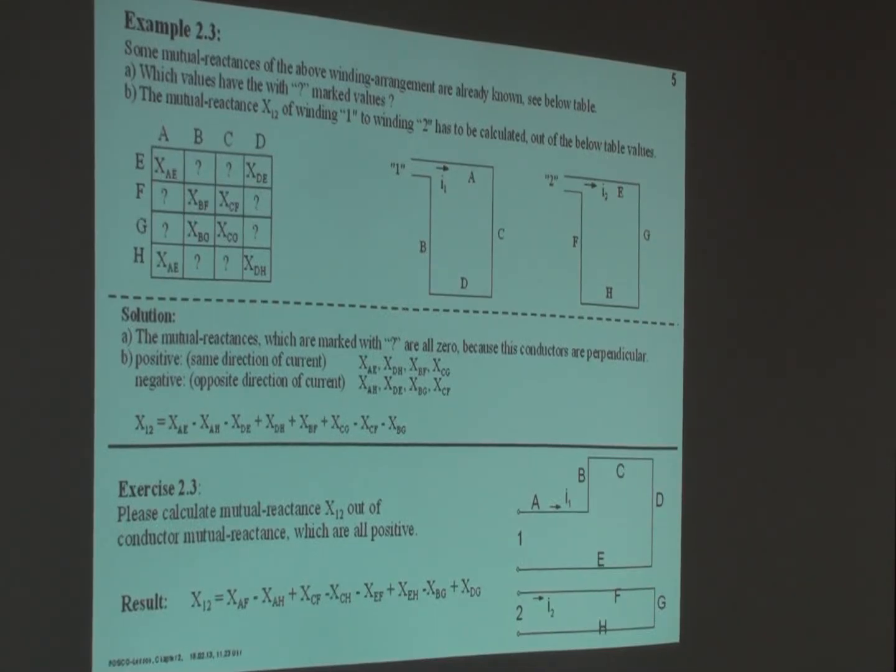C, D, and B. And here we have E, G, H, and F. So, I will show you how to calculate. We begin with A, X12, XA, positive or negative? Positive.